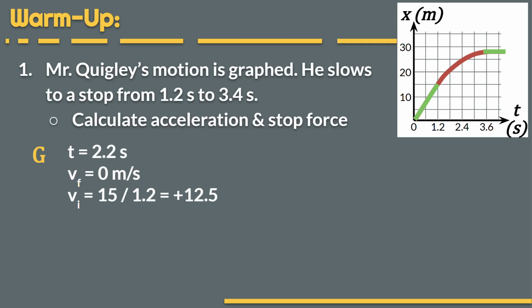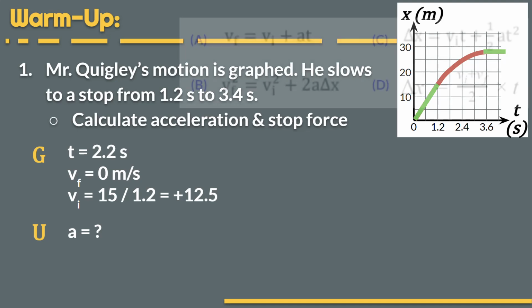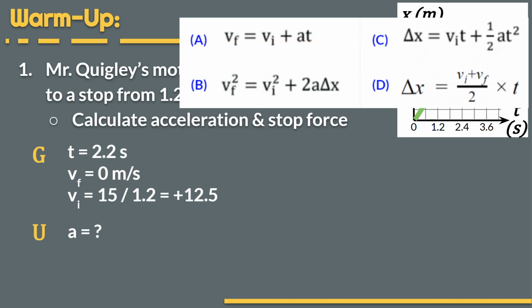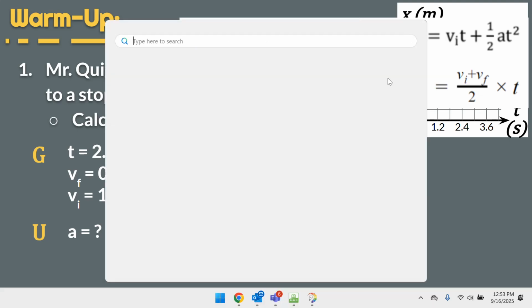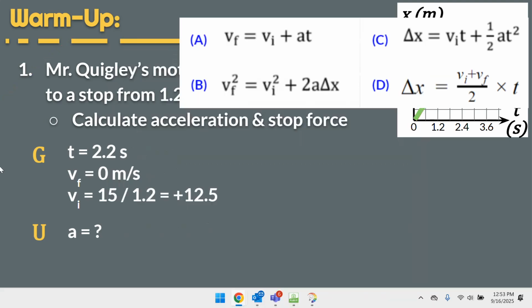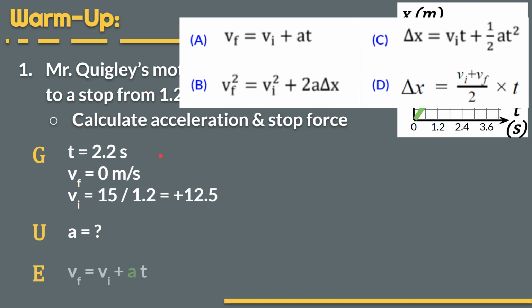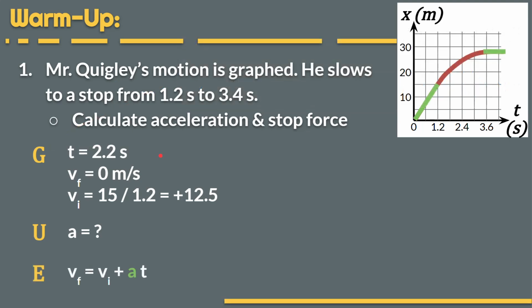So now we have time, VF, VI, and we're looking for acceleration for the first part. Looking at that, that is definitely going to come from one of my kinematic equations. If I'm looking for A and I have T, VF, and VI, I can do that using equation A. So that's what we're going to do. We're going to use equation A. Sorry, I don't know why I did that. Equation A is this one: VF equals VI plus A times T. And we're going to solve for A.